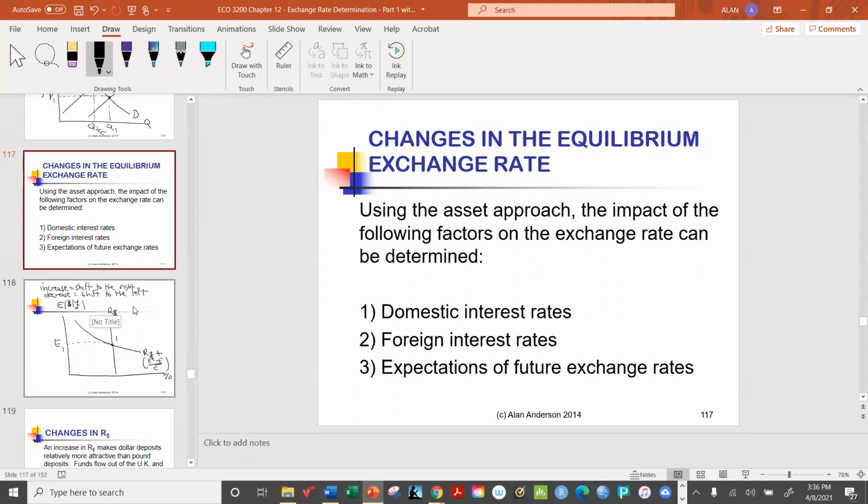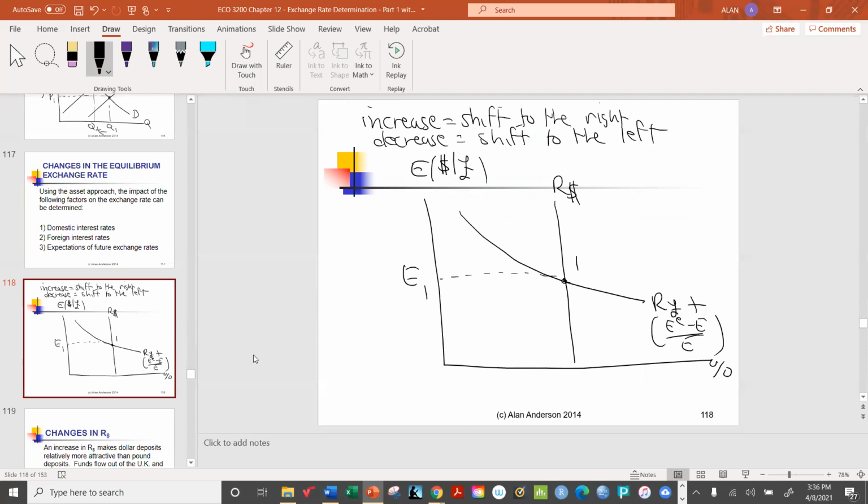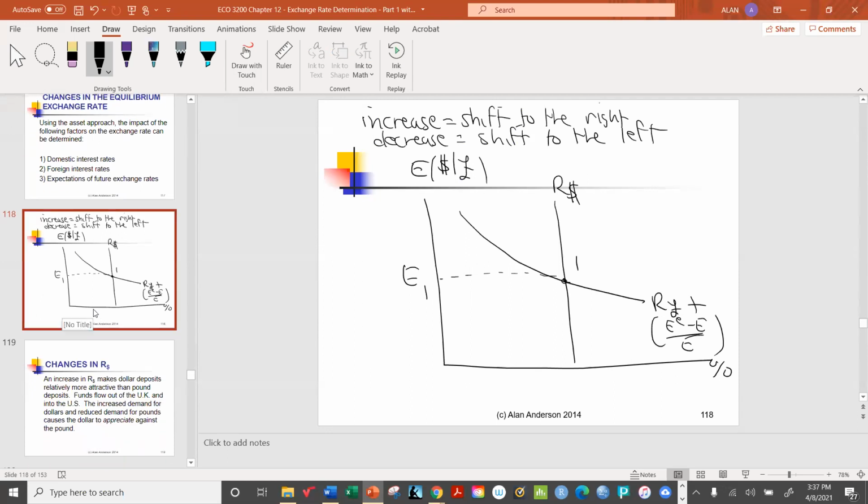All right, so what we're gonna do is consider one at a time what happens to the equilibrium position when there's a change in one of these variables. Now, let's begin by looking at the first case, and let's recall that when there's an increase in a variable, then one of the curves has to shift to the right, whereas a decrease represents a shift to the left. So let's say this is our starting point. We've got our equilibrium exchange rate. This is the US rate of return. This is the UK rate of return. What happens if the US rate of interest goes up or down? Let's find out.